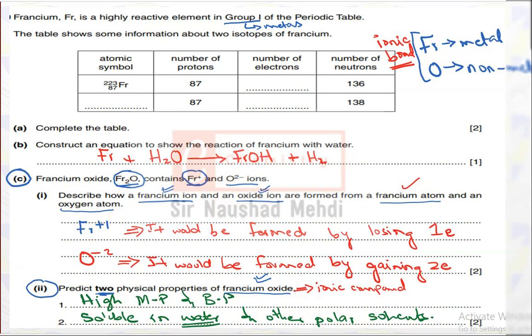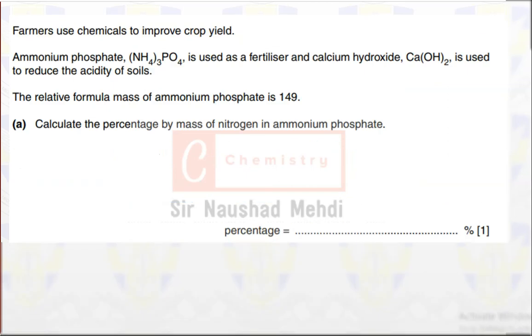So I hope this question is clear to everyone. Now moving on to the next point. The next question is saying that farmers use chemicals to improve the crop yield.